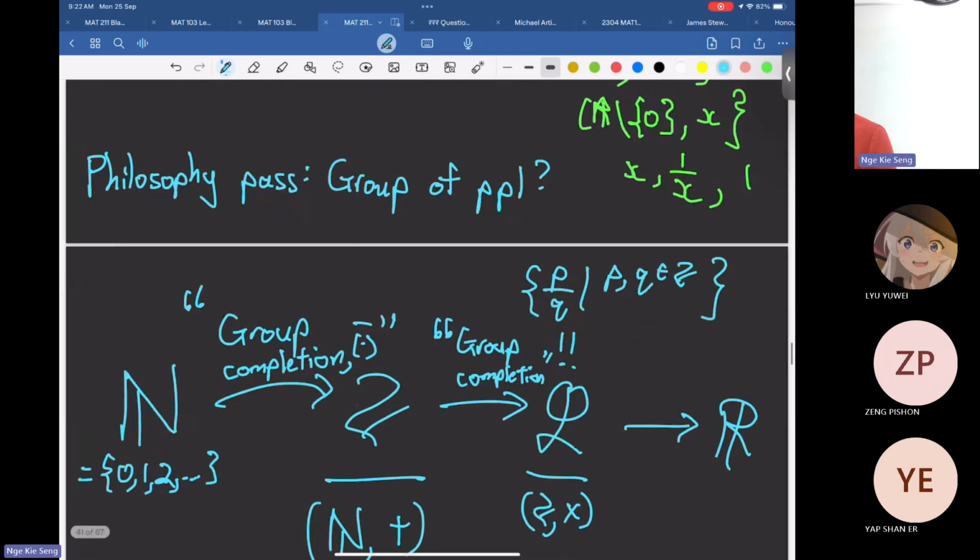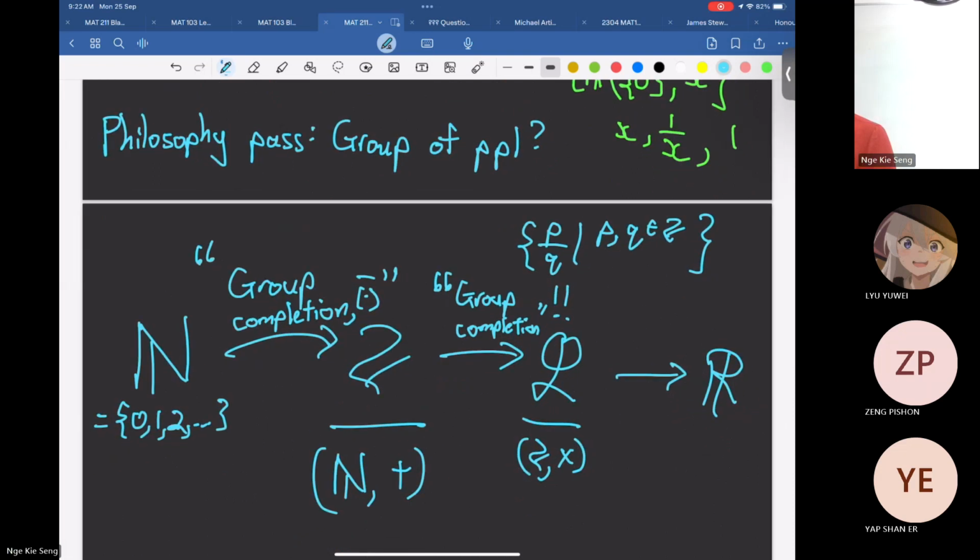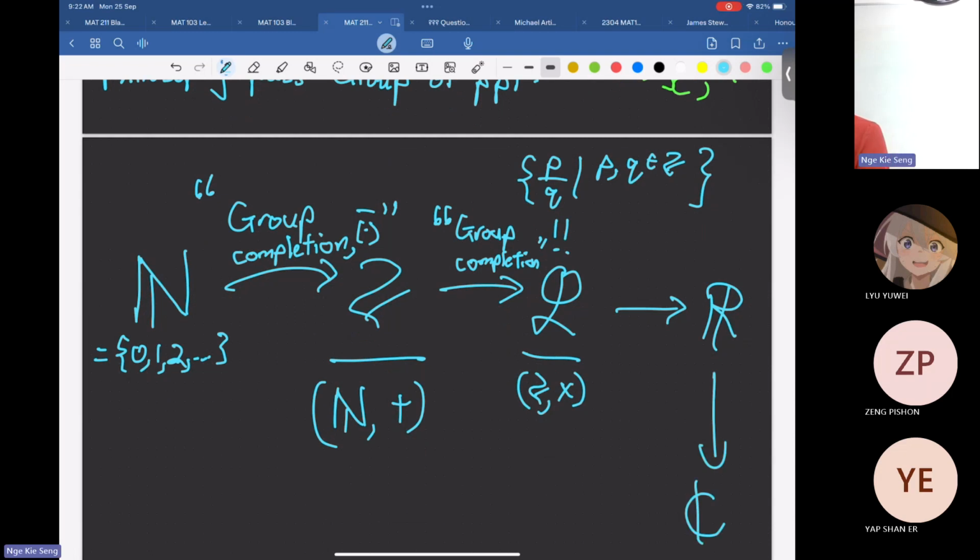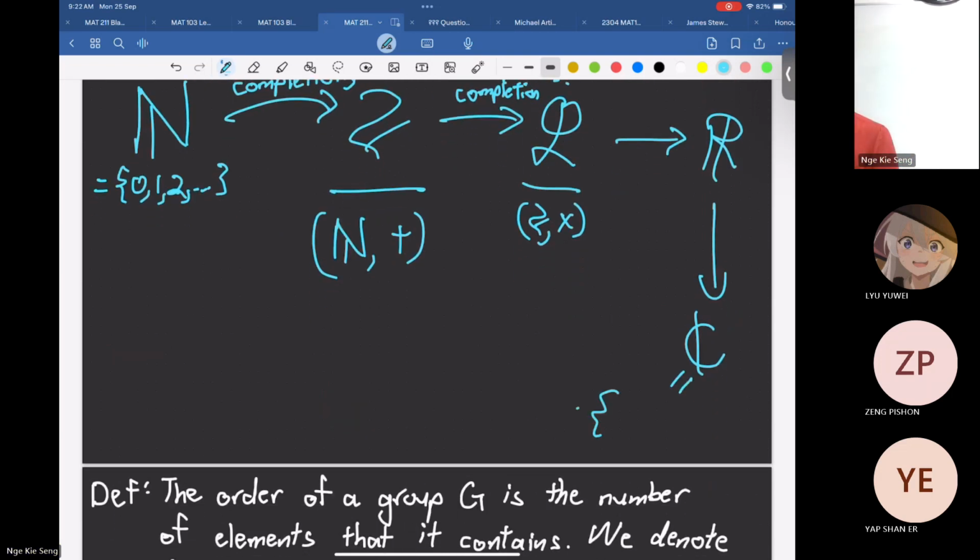Maybe we talk about C. Do you want to know how to go to C? Complex numbers. Are you interested? So why do we go to C? What are the elements of C? a plus bi such that i squared equals -1, with a and b in R. To go to C, we will do it formally later in this course.